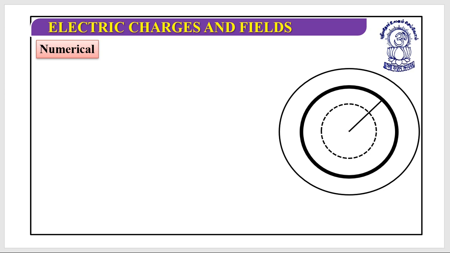The situation is this: this is a spherical shell with a given charge q1 and the radius is r, I should say r1. This is the spherical shell.